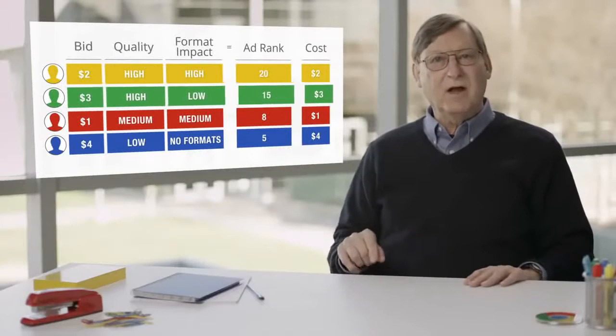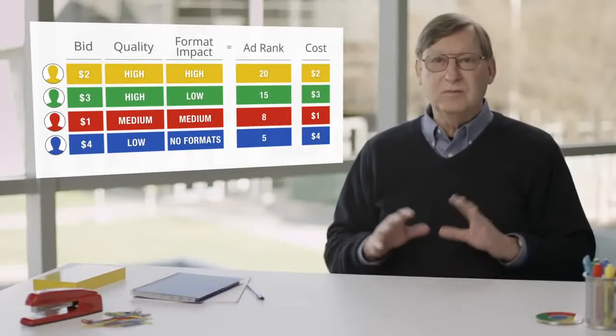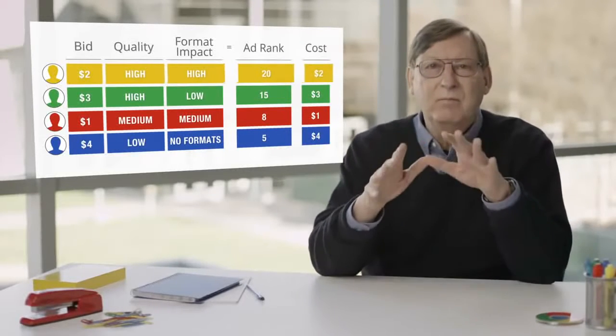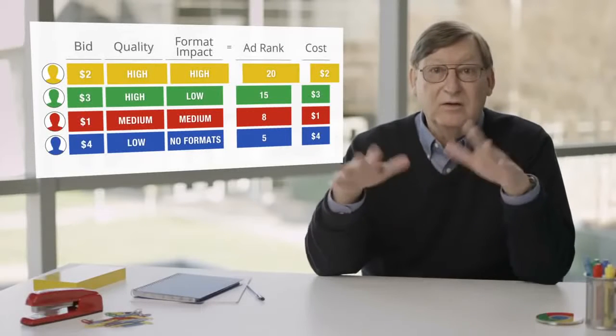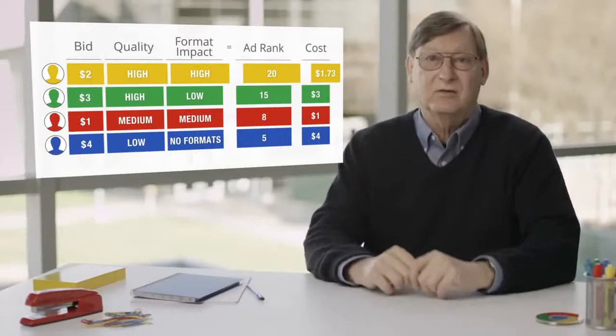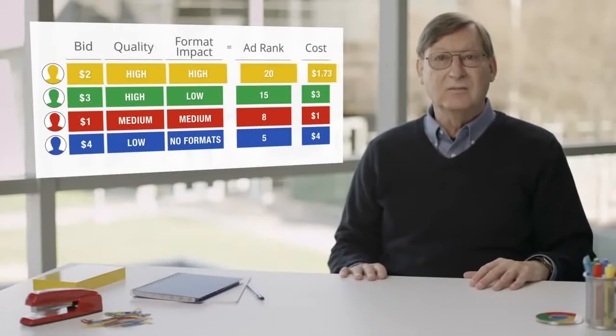So let's get back to our ad rank table and talk about the advertiser in position 1. He's competing with the advertiser in position 2. So the amount he has to pay is going to be just enough to beat the ad rank of the advertiser in position 2. For example, although he bid $2, he could have bid as low as, say, $1.73, and he would still have outranked the advertiser immediately below him. So that's what he'll pay for a click, $1.73.